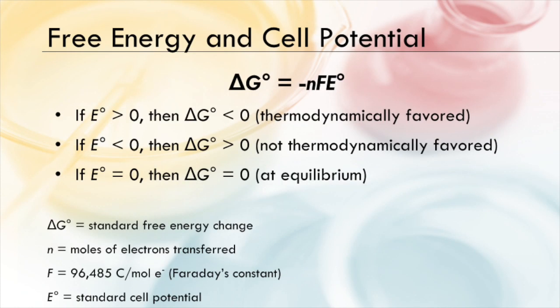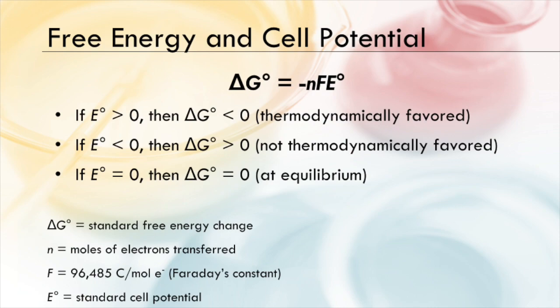The derivation of this relationship between free energy and cell potential is not important, but it's probably in your textbook somewhere if you're really interested. The relationship shows us that the standard Gibbs free energy change is proportional to the negative of the cell potential for a redox reaction from which it's constructed. Therefore, a cell with a positive cell potential, that is a galvanic or voltaic cell, will have a negative delta G and is therefore thermodynamically favored.